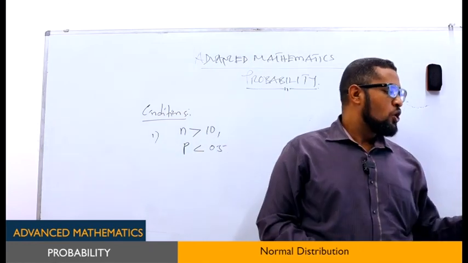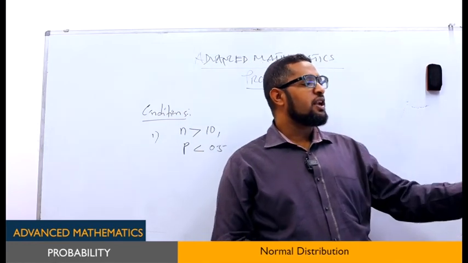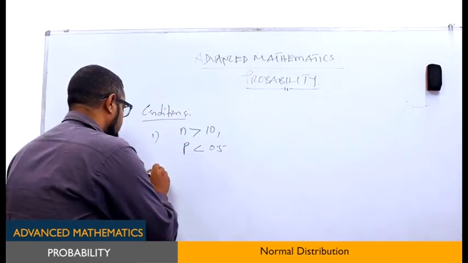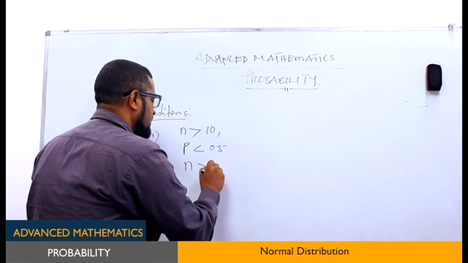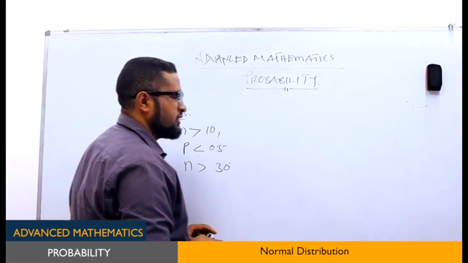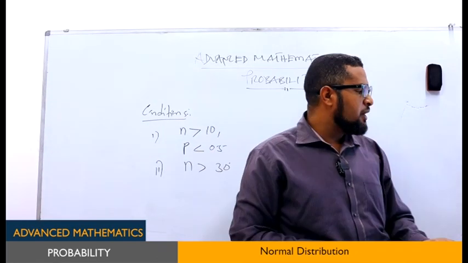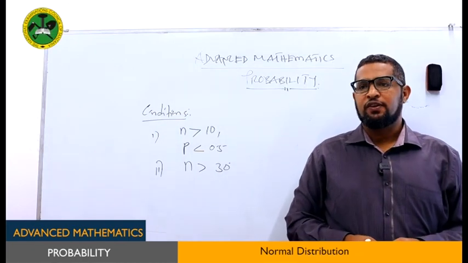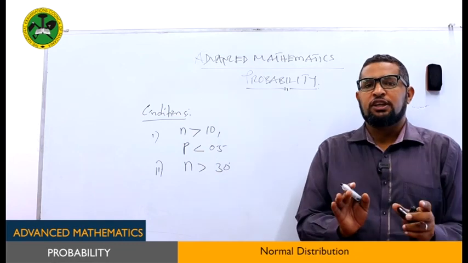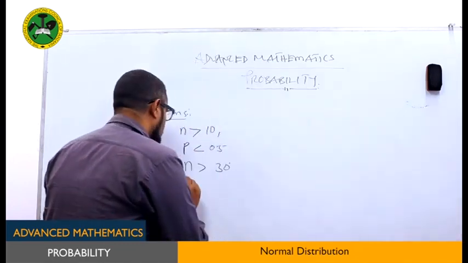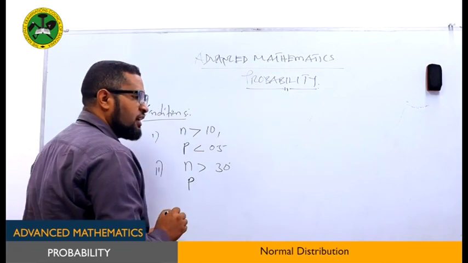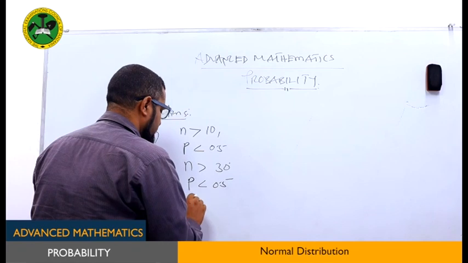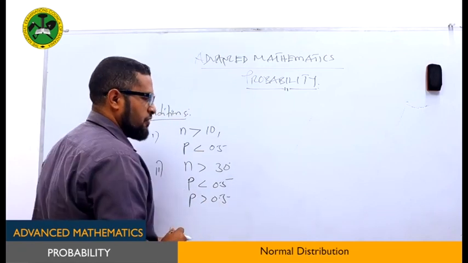Condition number 2, when n is greater than 30. Okay, this is the second case. If n is greater than 30 and the probability of success is less or greater than 0.5, here there is no restriction on the probability. So the probability of success is either less than 0.5 or greater than 0.5.